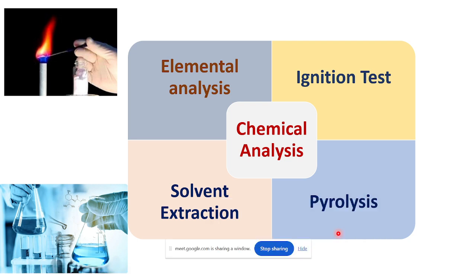And also for strontium, it usually shows a crimson red type color. So from this analysis, you can just predict that okay, these are the elements that may be present. For confirmatory tests, there are different analyses.